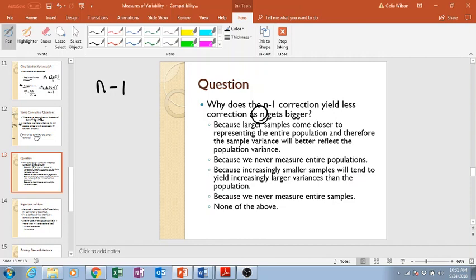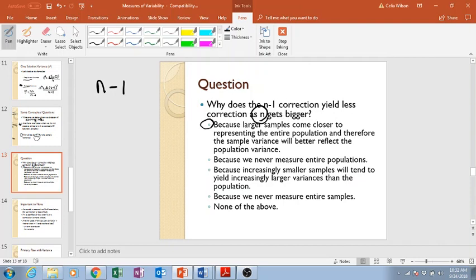Because larger samples come closer to representing the entire population, and therefore the sample variance will better reflect the population variance, or because we never measure entire populations, because increasingly smaller samples will tend to yield increasingly larger variances than the population, because we never measure entire samples, or none of the above. Right? What's going to be A, the first one up here, because as our sample gets larger, we're going to start looking more and more like the population.